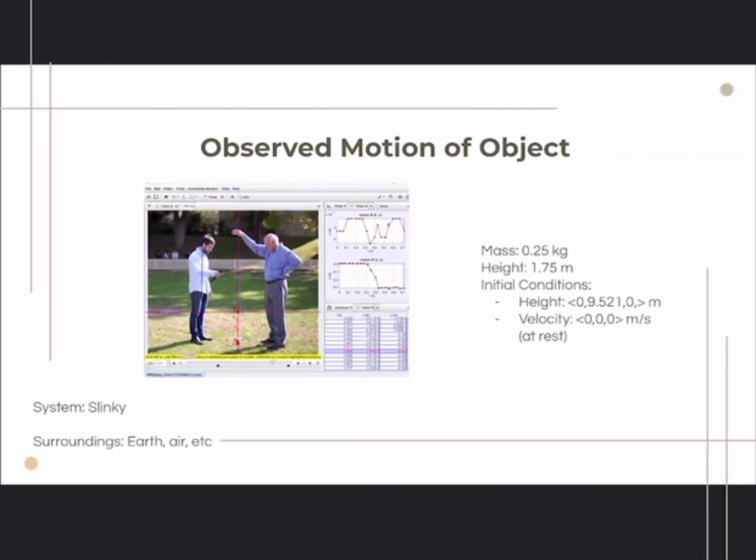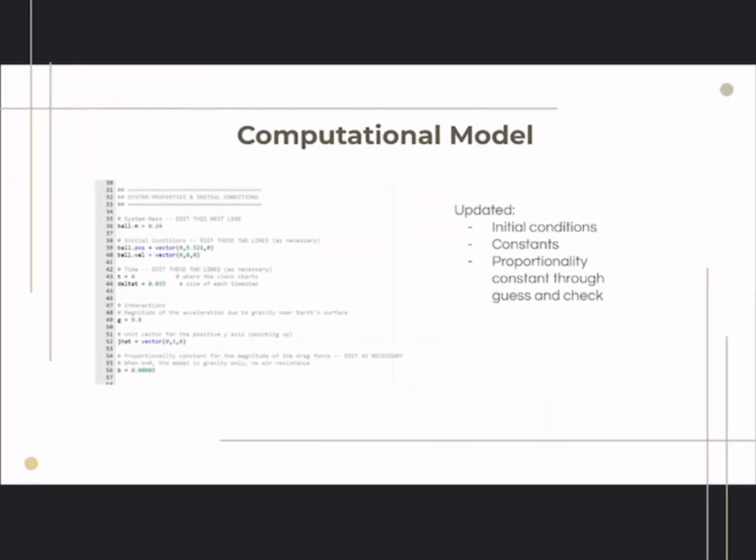So this was the given video. Some of the given initial conditions include a mass of 0.25 kilograms and a height of 1.75 meters that can be used as calibration, and then these are the following initial conditions. So the system in this case would be the slinky, and the surroundings would be everything else, including the earth, the air, everything that is not the slinky.